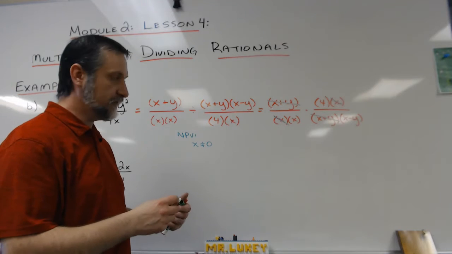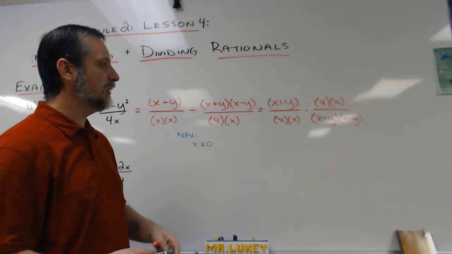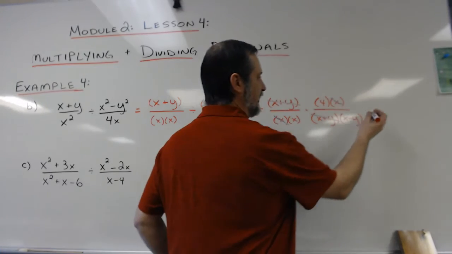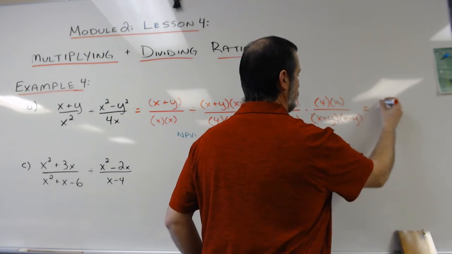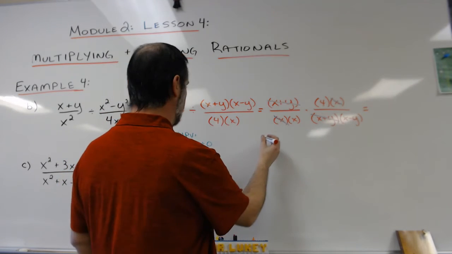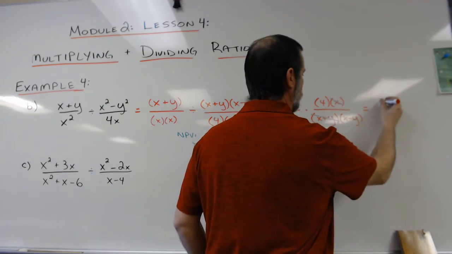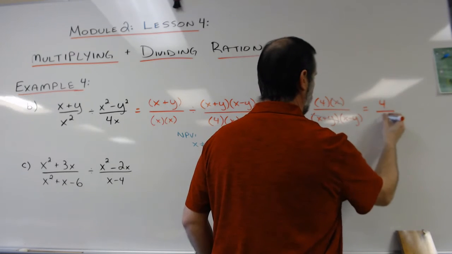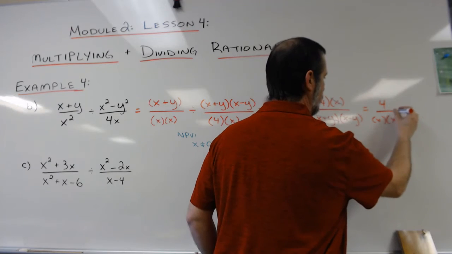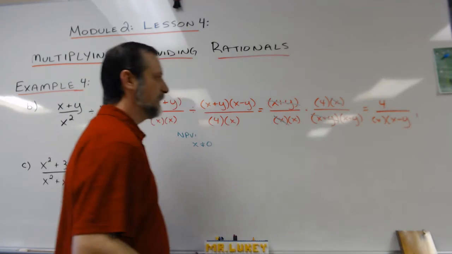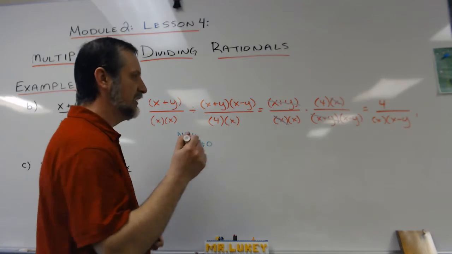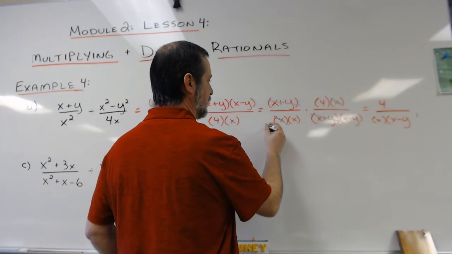I now have left the 4 on the top, and I have an x and an x minus y on the bottom. And I just realized what I didn't do. Should I? This is going to get a little crowded, perhaps. So 4 over x times x minus y. I noticed here in this chunk, when I did the reciprocal, I did not find the non-permissible values here.